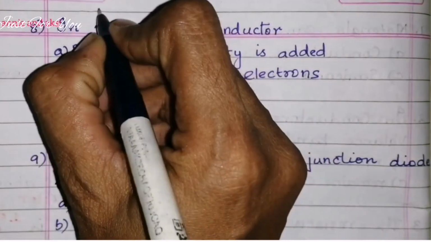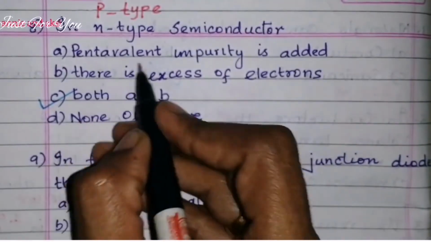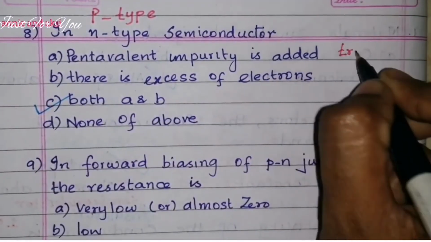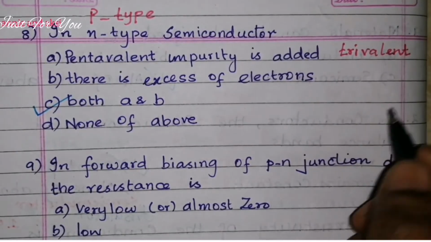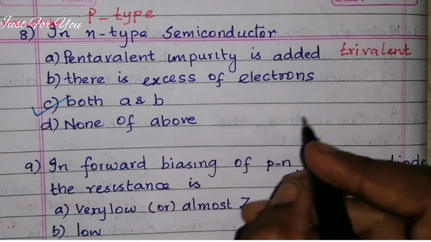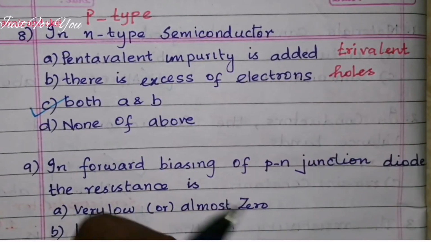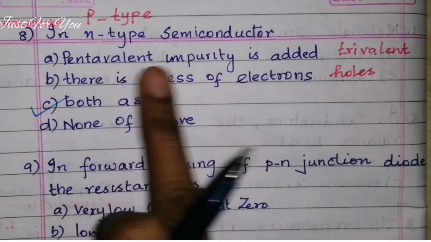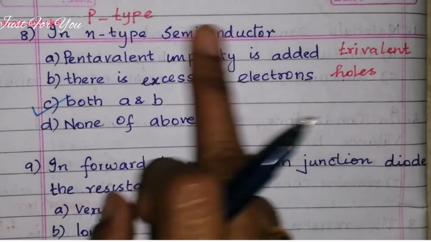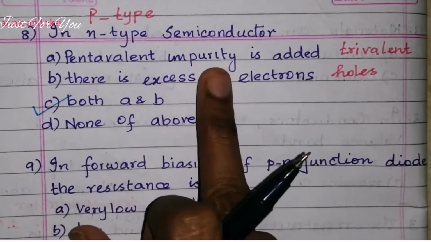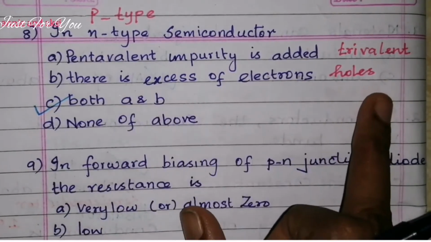In case you are taking p-type semiconductor, then instead of pentavalent, trivalent impurity is added and there is excess of holes. So, in n-type semiconductor, pentavalent impurity is added and there is excess of electrons. In p-type semiconductor, trivalent impurity is added and there is excess of holes.